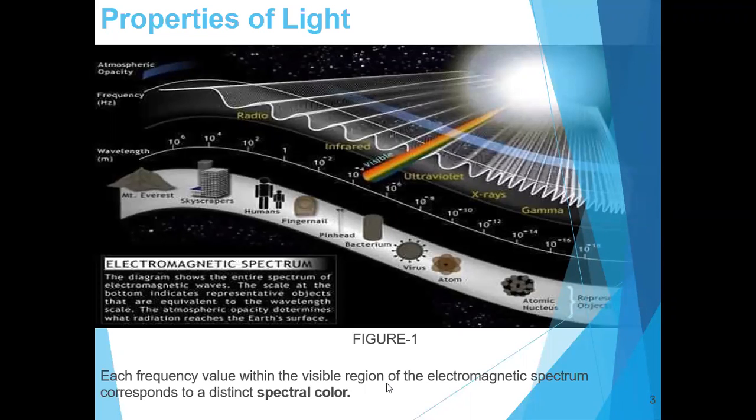Each frequency value within the visible region of the electromagnetic spectrum corresponds to a distinct spectral color. So in the visible light, each frequency value will correspond to a spectral color. Spectral color means at the low frequency end we will have the red color, and at the high frequency end we will have the violet color.